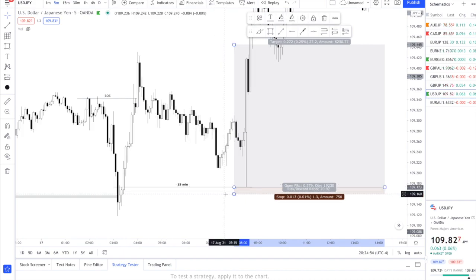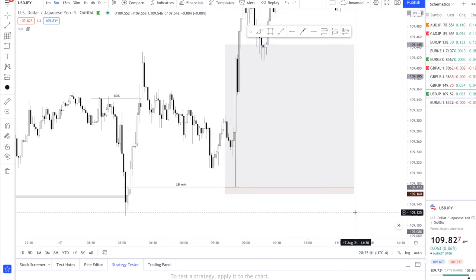In my hour-long Zoom with my team, we went over 10 different examples of order blocks. Unfortunately, I don't make hour-long videos on YouTube.